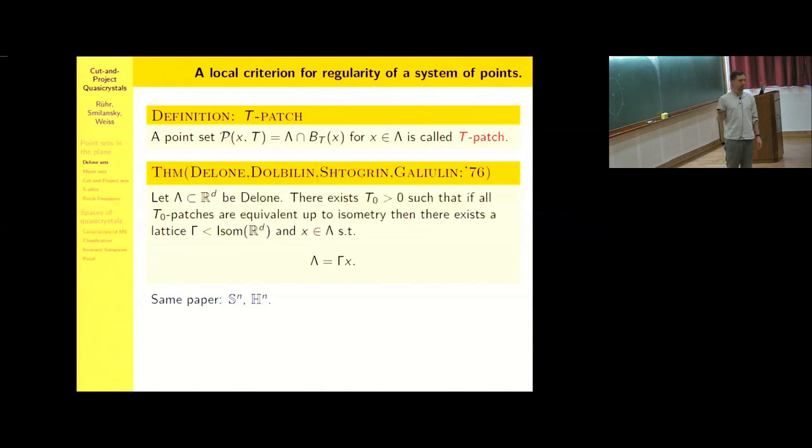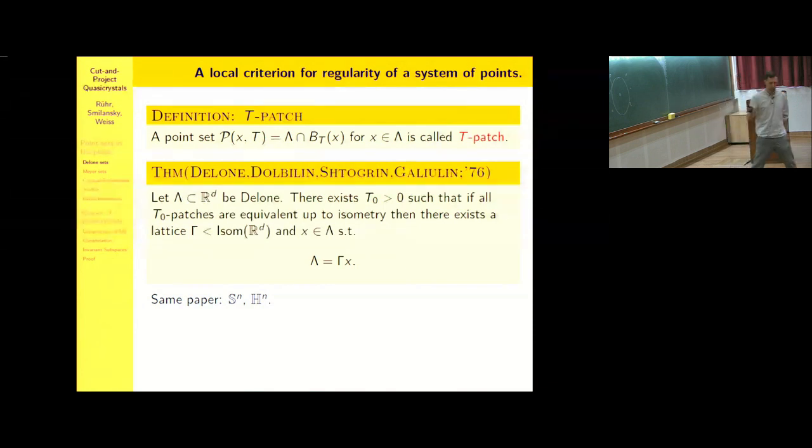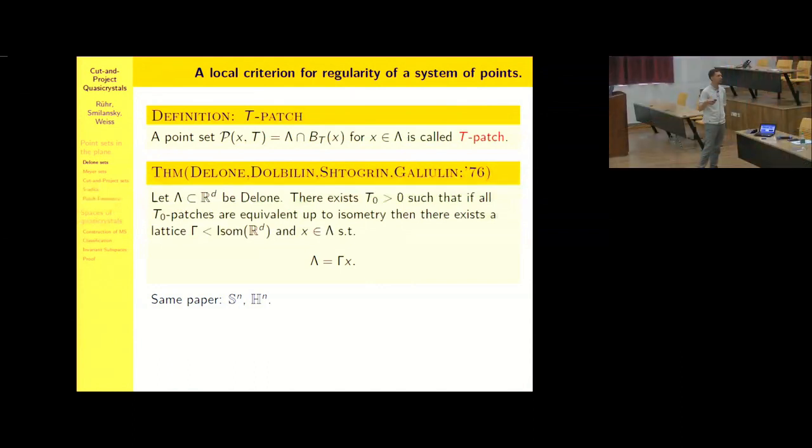Let me remark that these people actually consider the more general case of constant curvature metric spaces, and you have to replace lattice, since we started with the Delone set, by some co-compact lattice. Okay, that's a historical remark on how Delone sets came about.